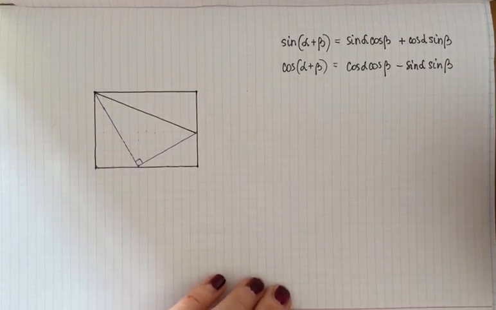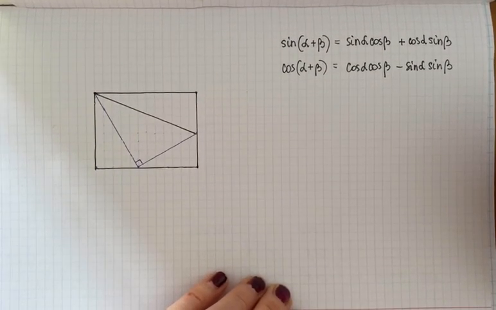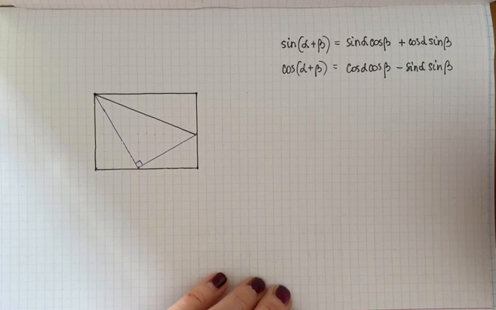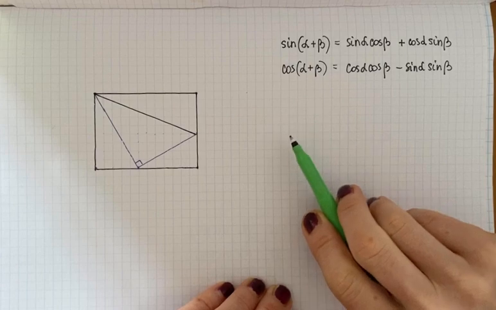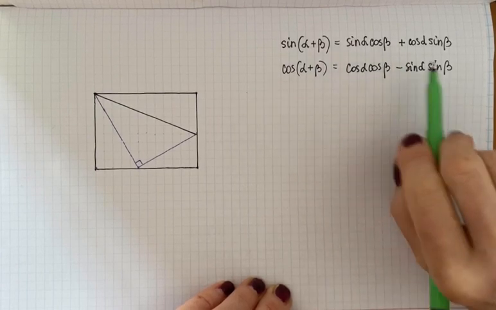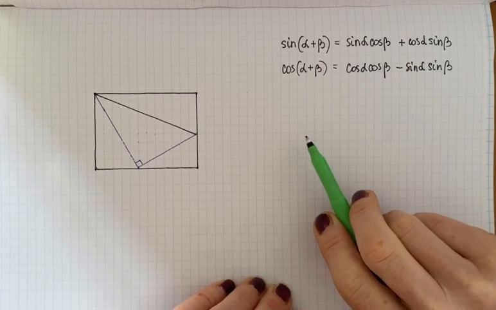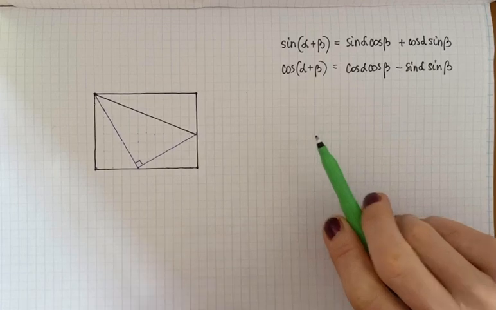This is the beginning of chapter 7. We are going to look at addition formulae and using the addition formulae. So these are the addition formulae. They are quoted in the formula booklet. But as a start, it's a nice idea to actually do a proof.